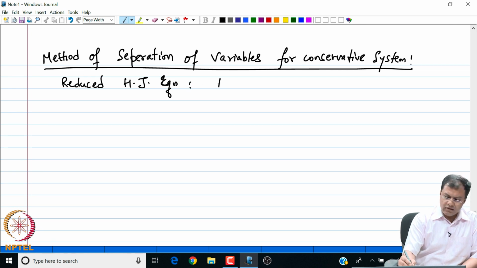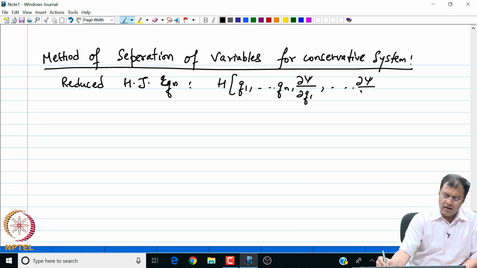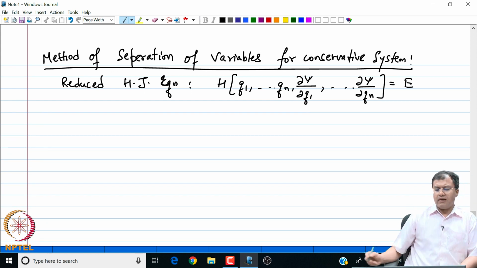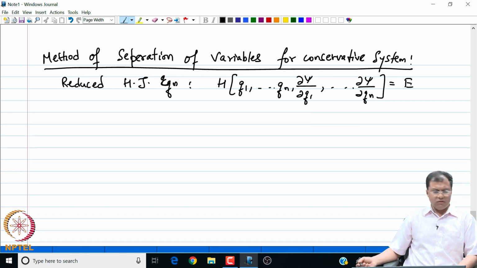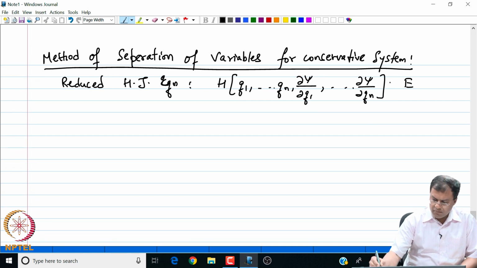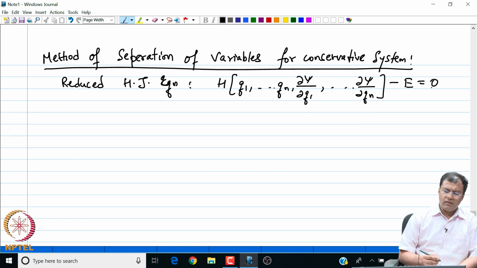We see that this is also equal to h of q1, q2, ..., qn, comma, del psi del q1, ..., del psi del qn. This is also equal to some constant, let me call the constant E, the Hamiltonian equal to some constant, let us call it E. So, I am going to rewrite this by saying that this is equal to 0, right.